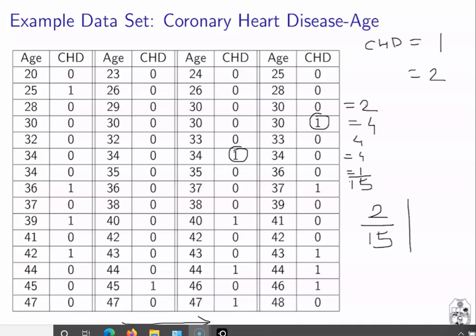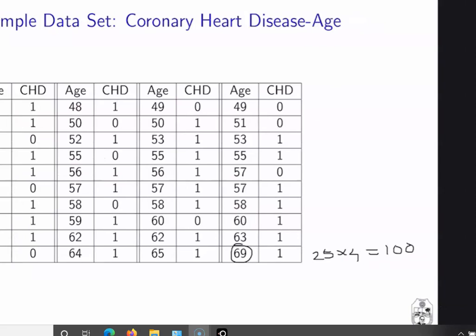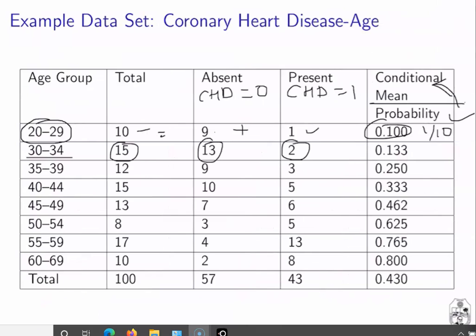So the probability of a person suffering from CHD in the age group 30 to 34 is 2 divided by 15. This is the way in which you can calculate probability or the expected value or the conditional mean. The value of 2 divided by 15 comes to be around 0.133. Similarly, I have calculated for 35 to 39: there are 12 persons, and out of 12, 3 persons are suffering, and the conditional mean comes to be around 0.250.